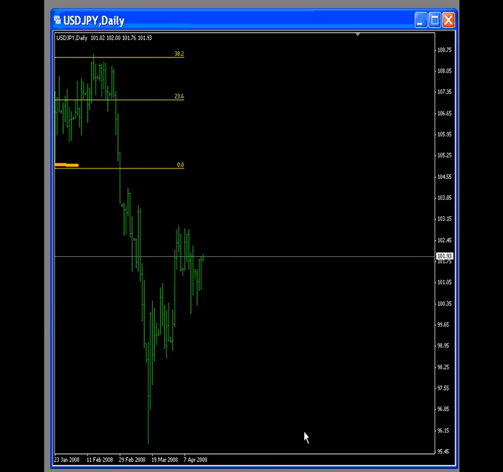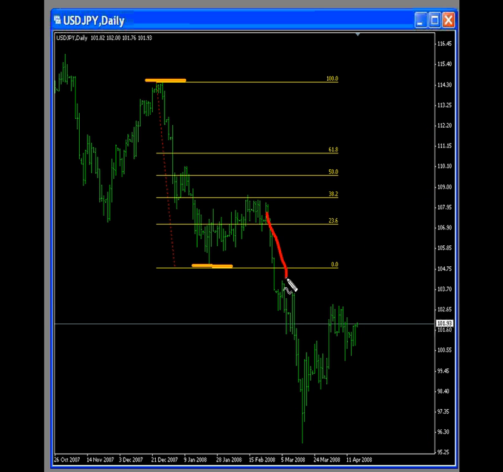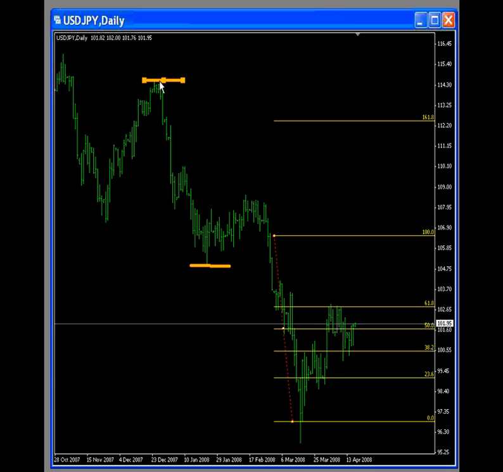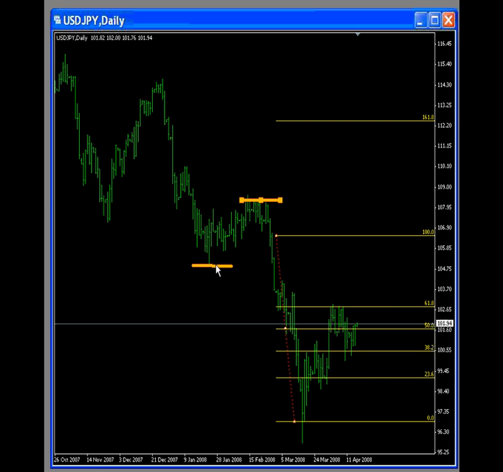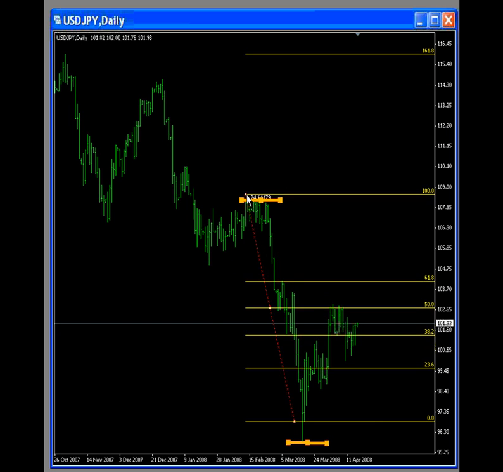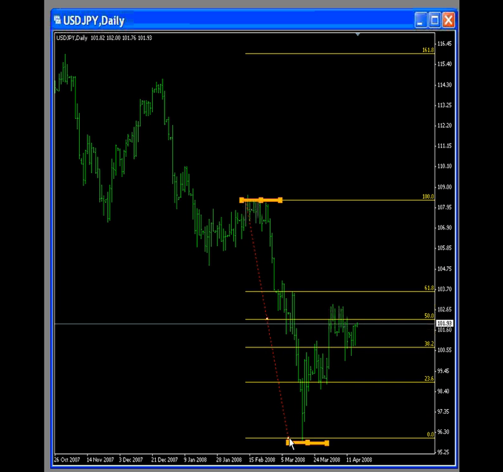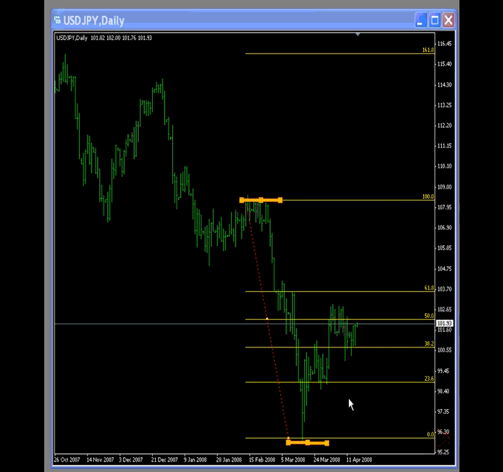Now, if we look at this next move here, where price came down, we could do the same thing again. We could use this swing high, which would be here, and this swing low here. Now we would do the same thing: we would plot from the top left to the bottom right, so that the 100 level would be right at the top and the 0 would be at the bottom. Again, we could look to these levels to give us an idea of where we could enter the market.